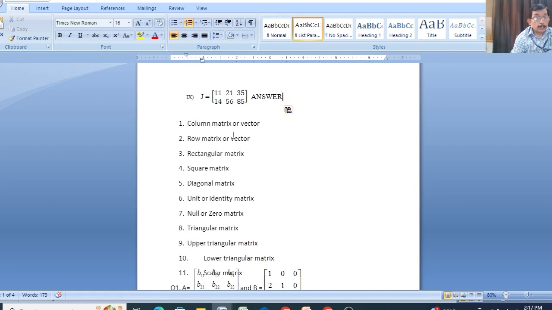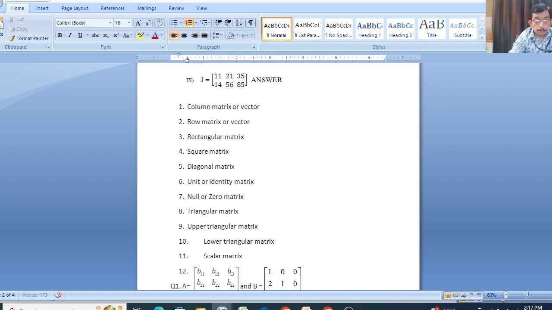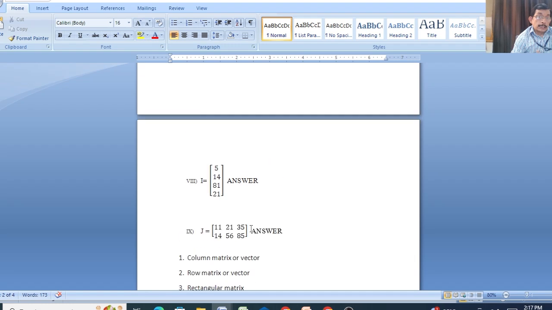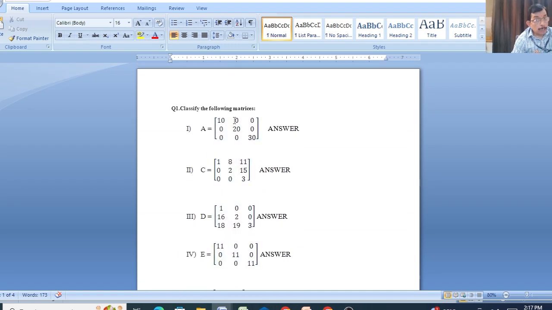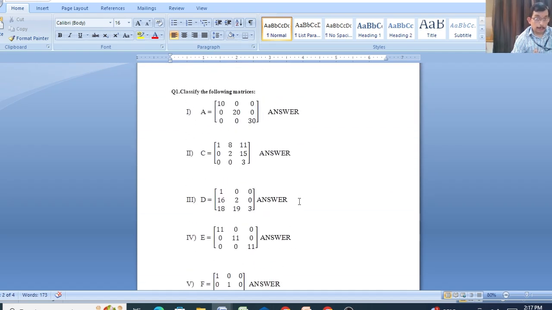So which type of matrix? Column matrix, row matrix, rectangular matrix, square matrix, diagonal matrix, unit matrix, null matrix, triangular matrix, upper triangular, lower triangular, scalar. Which type of matrix? This is the diagonal matrix. The non-diagonal elements are 0 and the diagonal elements are not equal, so this is a diagonal matrix. The number of the diagonal matrix is 5, so the answer is 5.